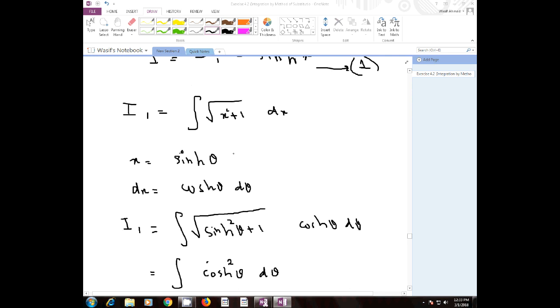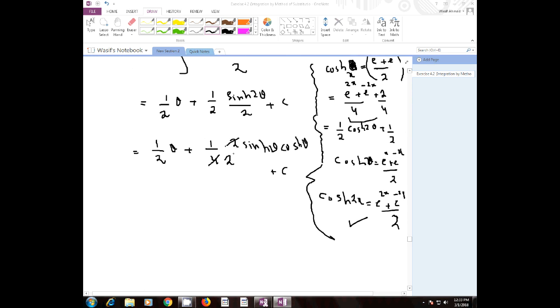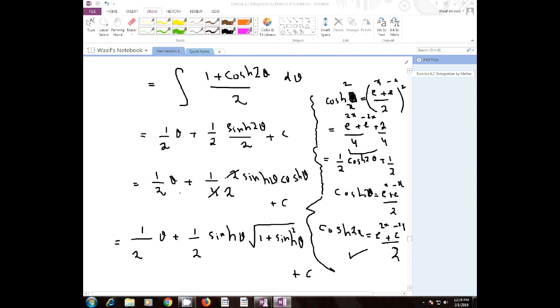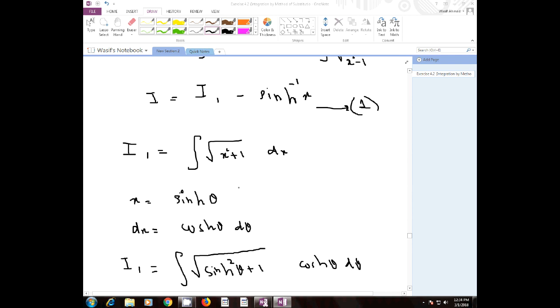Next, you have to substitute the values. Since the given substitution is x is equal to sine hyperbolic theta, cos hyperbolic theta needs to be replaced. So 1 divided by 2 theta plus 1 divided by 2 sine hyperbolic theta, and cos hyperbolic theta is equal to square root 1 plus sine hyperbolic square theta, plus a constant of integration. Now you have to put the values. From x is equal to sine hyperbolic theta, we see that theta is equal to sine hyperbolic inverse x.